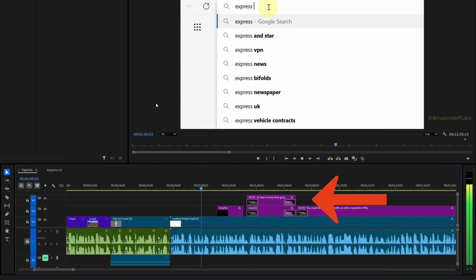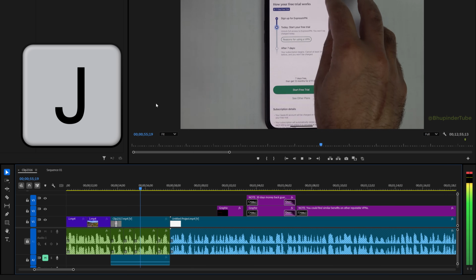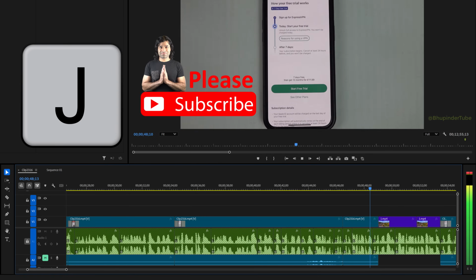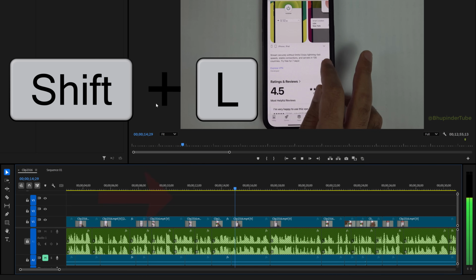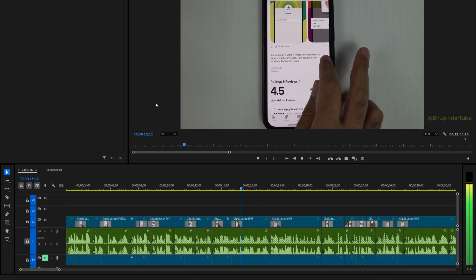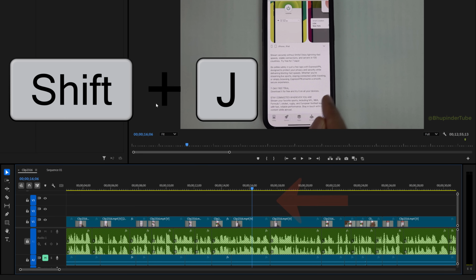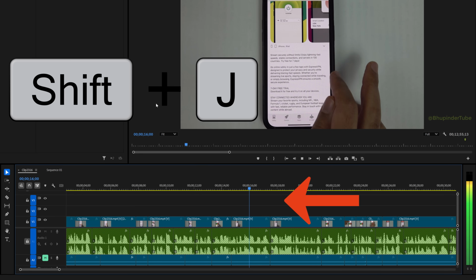And similarly, you could keep pressing J to increase the backward speed. And then once again, press K to pause. You could press Shift plus L to play the playhead at a slow motion. And similarly, you could press Shift plus J to reverse slow motion.